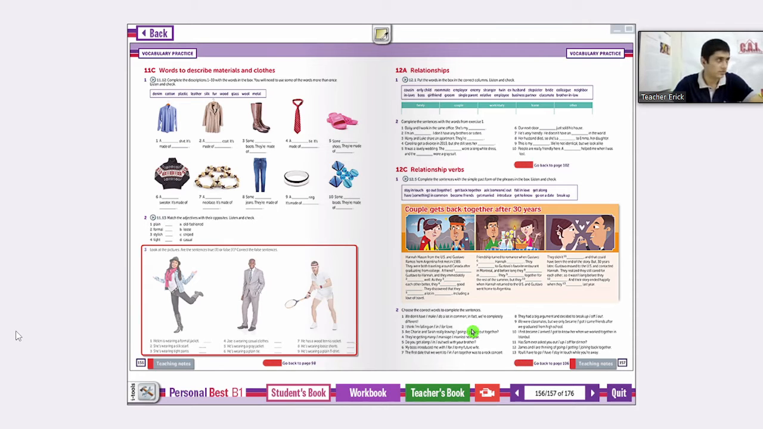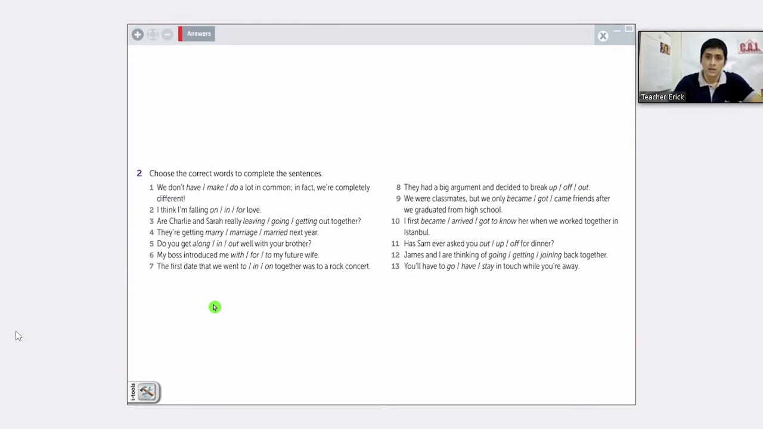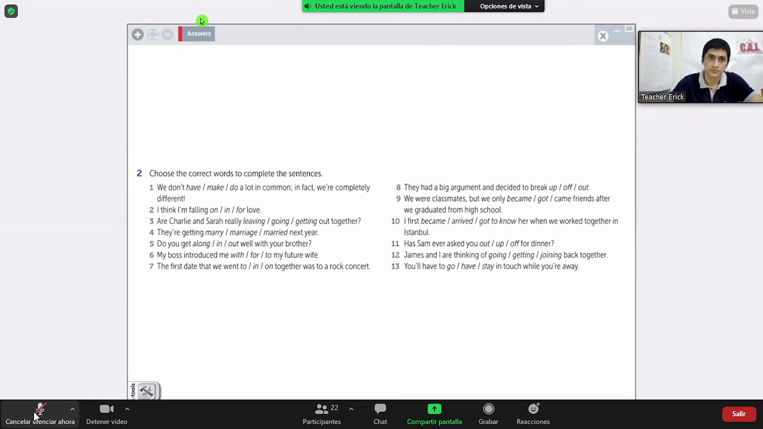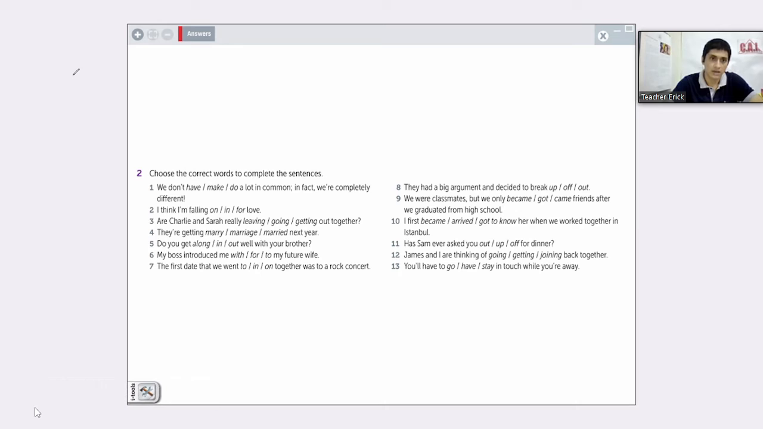Solo vamos a hacer las dos, okay? Because the words that you're seeing are words you have seen before. So in this case, we have to choose the correct words to complete the sentences. We don't have, we make, or we do a lot in common. Have. Okay, we don't have, right? Yep, so you're right, we don't have.